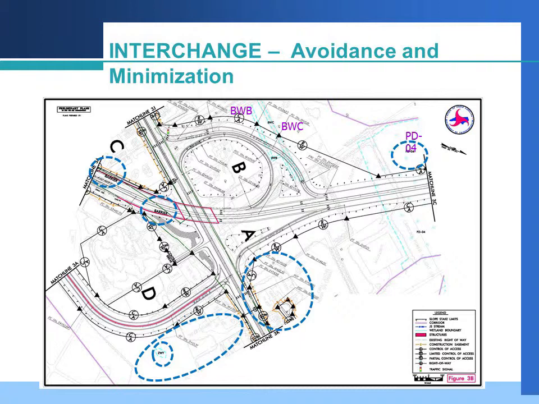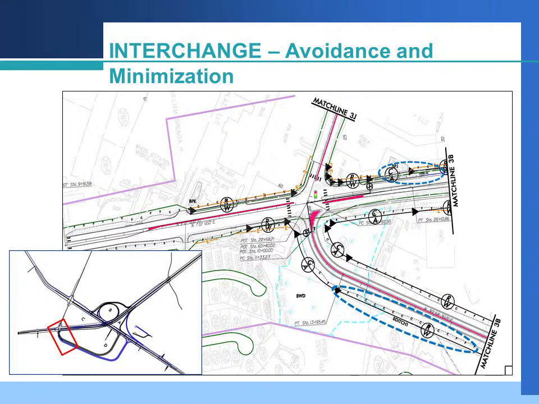The 2 larger circles at the bottom of the slide show where property impacts were reduced near ramps A and D. This slide shows another area on Ramp D where the alignment shift minimized impacts, in this case to wetland area BWD and the stream labeled B-Ditch 1, which is a tributary to outstanding resource waters. Impacts to properties were also minimized.